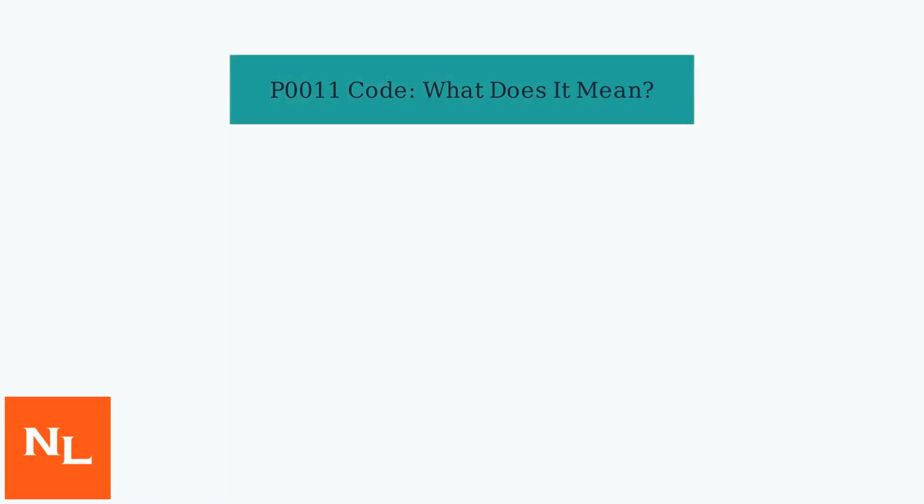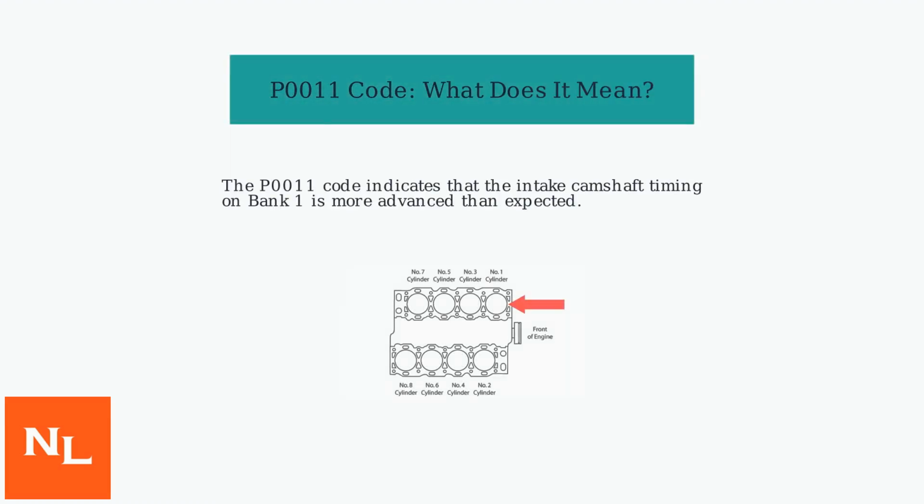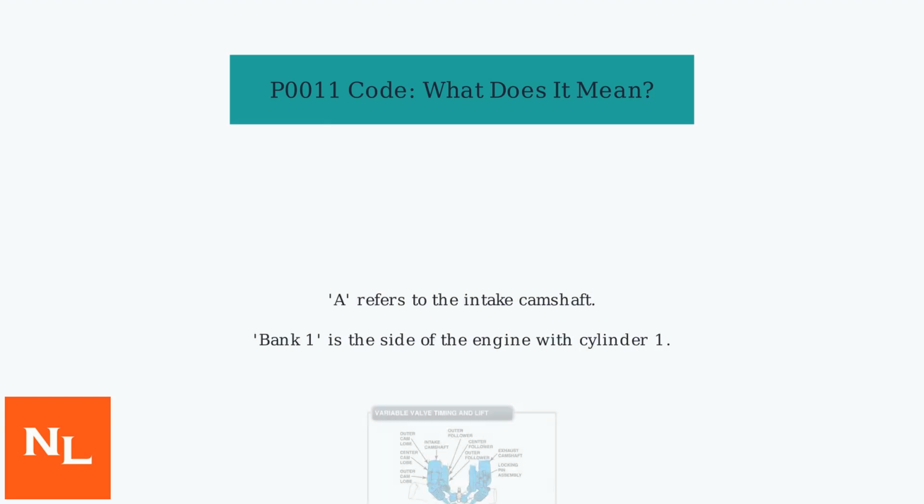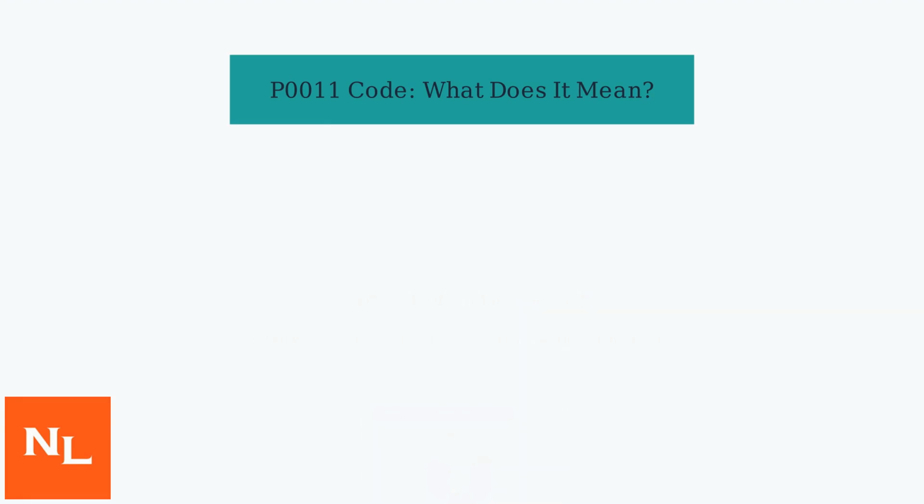The P0011 code indicates that the intake camshaft timing on bank 1 is more advanced than the engine control module expects. A refers to the intake camshaft and bank 1 is the side of the engine with cylinder 1. This means the variable valve timing system isn't operating within the manufacturer's specified parameters, potentially causing engine performance issues.